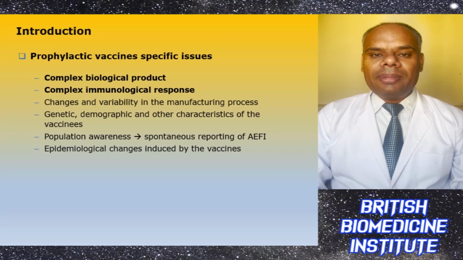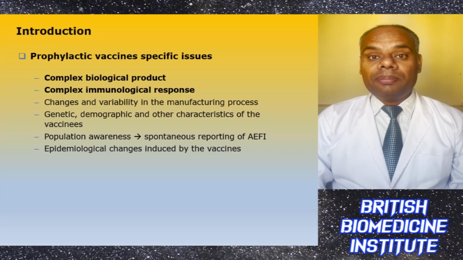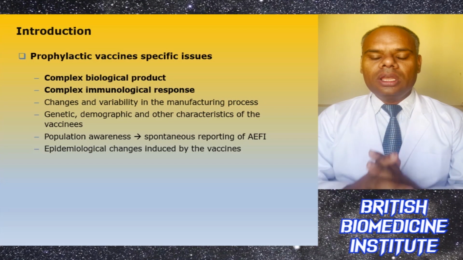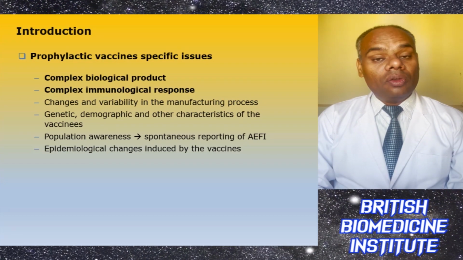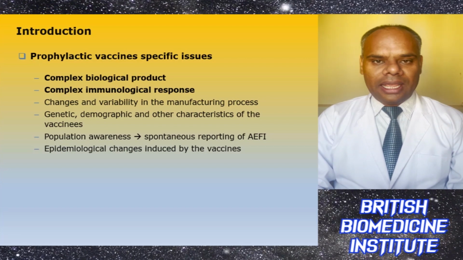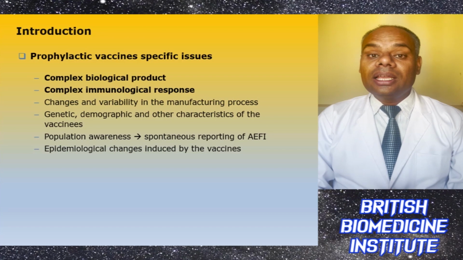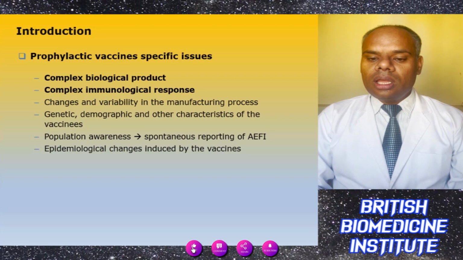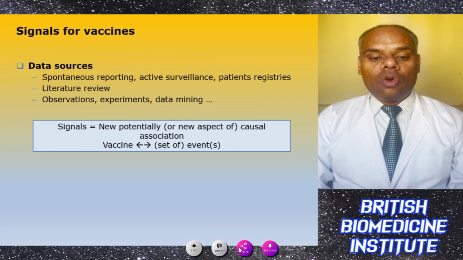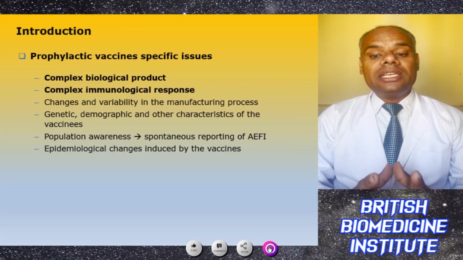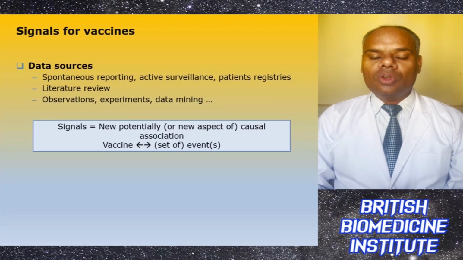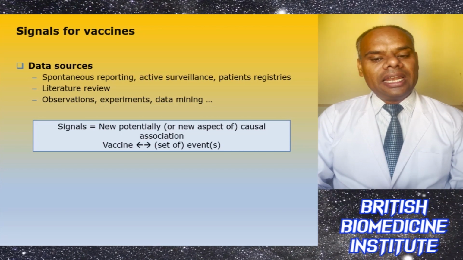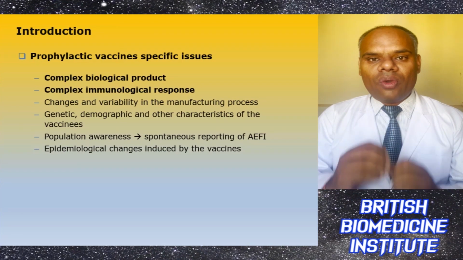These vaccines consist of complex biological products, and they can give various complex immunological responses. There can be variability in the manufacturing process, and it can show genetic, demographic and other characteristics of the vaccines in patients. So there is a requirement for population awareness, so that there can be spontaneous reporting of adverse effects related to immunization, and various immunological changes can be induced by the vaccines when they are administered.